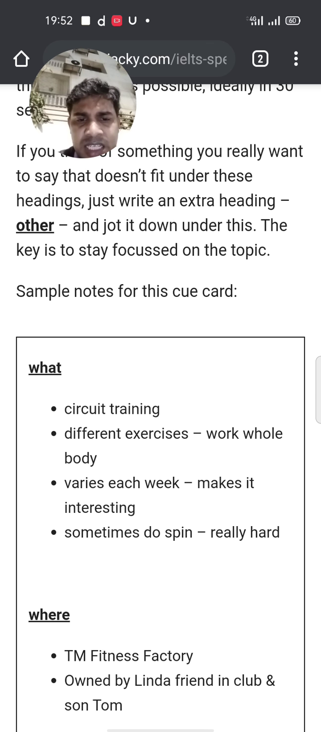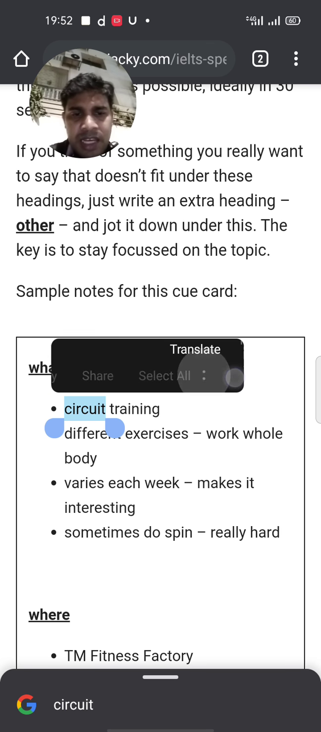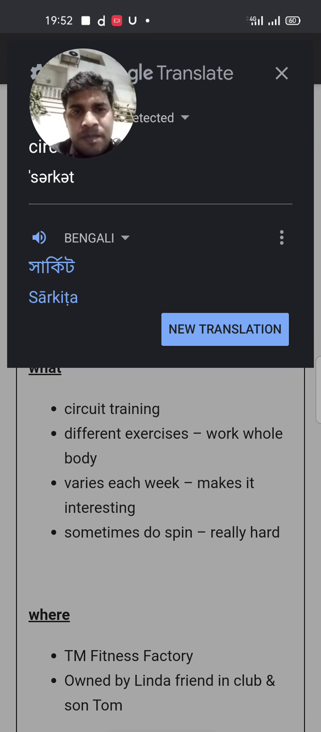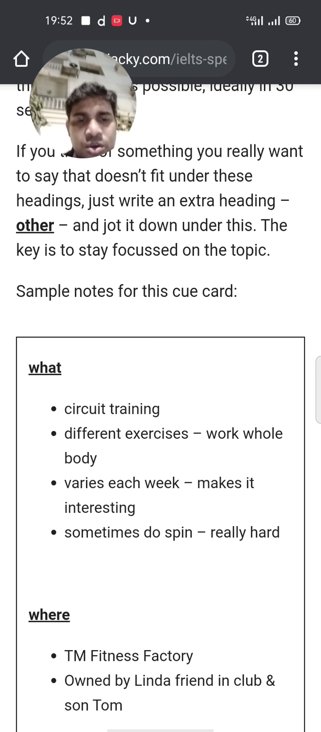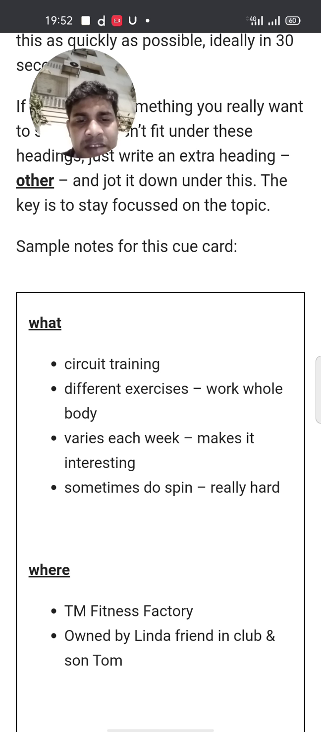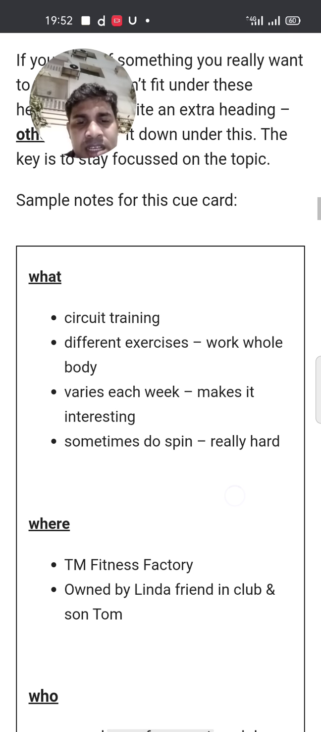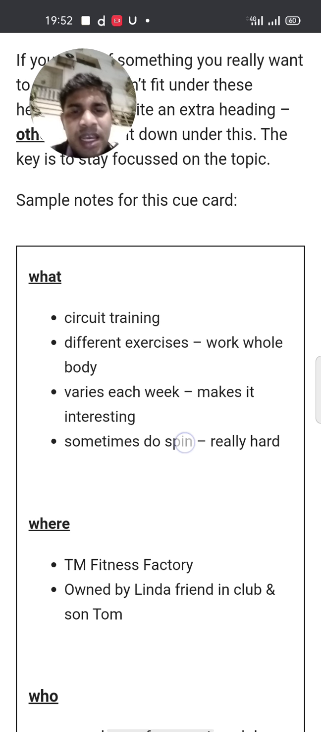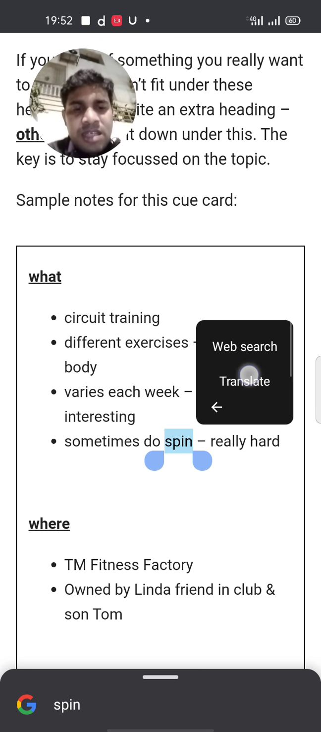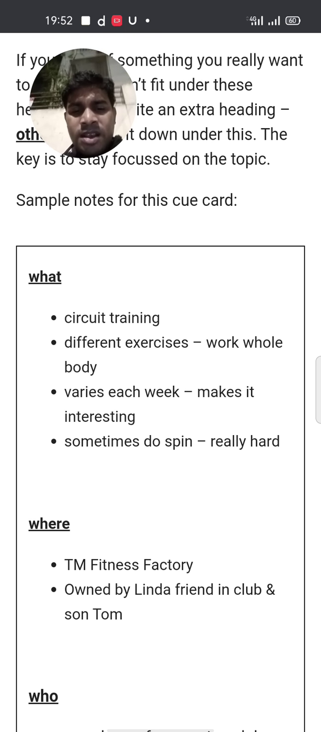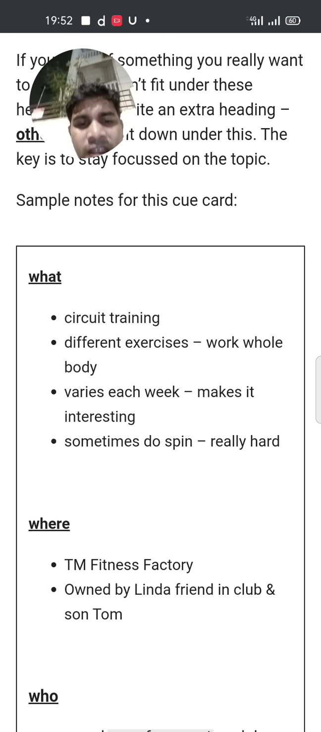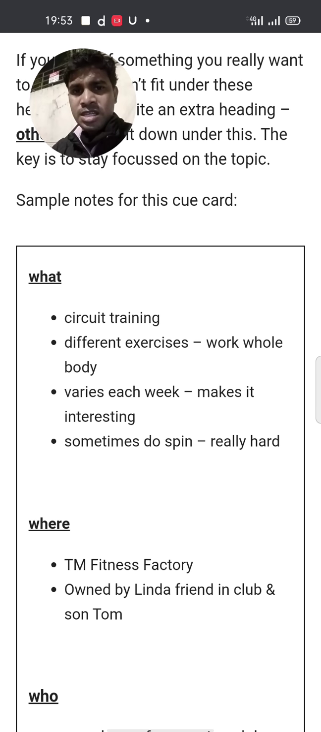Circuit training. What do you mean, circuit training? I have no idea. Let's see. Circuit training: different exercises, work the whole body, various each week, make it interesting, sometimes do spin. I see. That means that all these things are exercise movements. Suppose you do circuit training, different kinds of exercise, variety each week, that means you are not doing the same exercise every week. You are using different exercises.